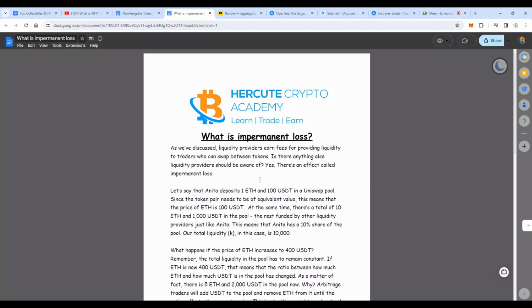However, here comes a question: is there anything else that liquidity providers should be aware of, or is it just providing liquidity and you're home and dry? But no, there is what we call impermanent loss, and that is what I want us to understand, because it's very, very crucial, because no investment comes without a risk. So what is the risk that is involved with impermanent loss? That is what I want us to discuss and explain.